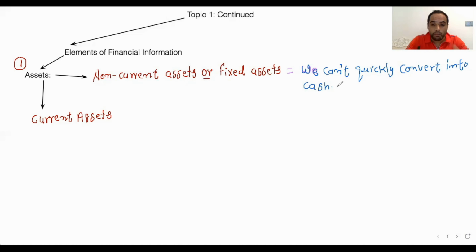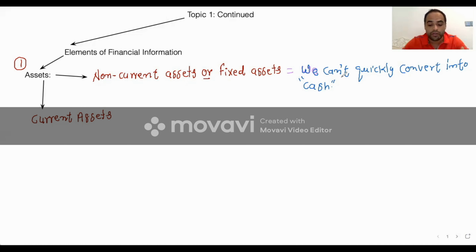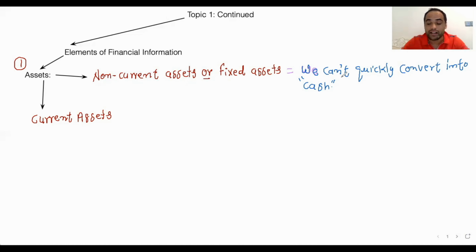When you need money, when you need cash, can you quickly convert your land, building, plant, machinery into cash? Of course not. You need some time for marketing. You need some time to find the buyer. Once you get the buyer, then you have to negotiate with the buyer in order to get more profit. So you cannot quickly convert into cash.